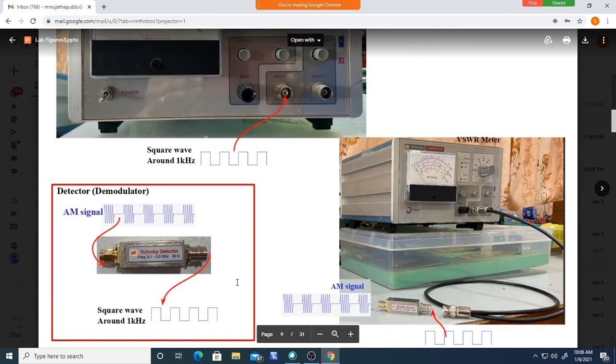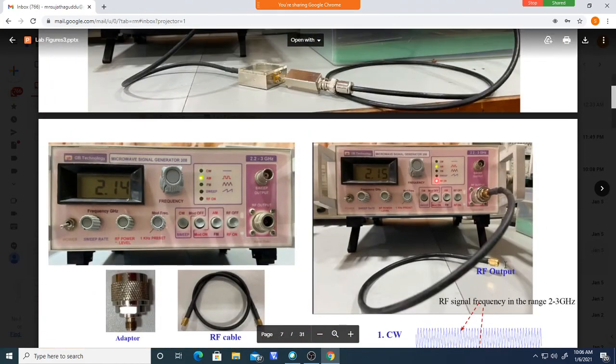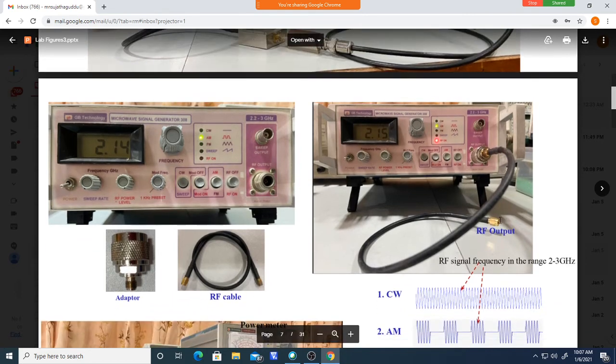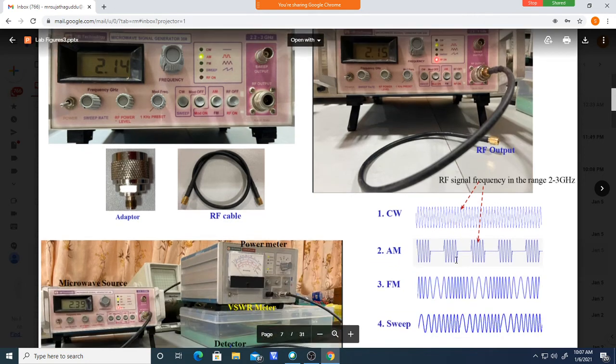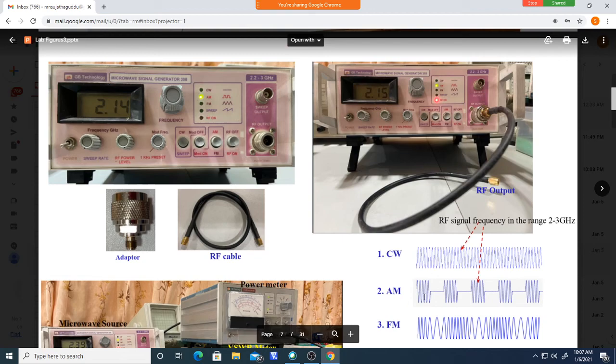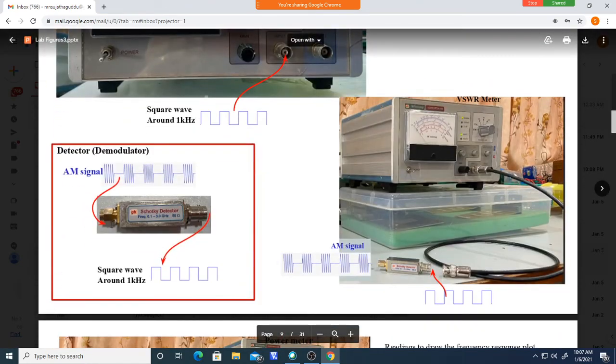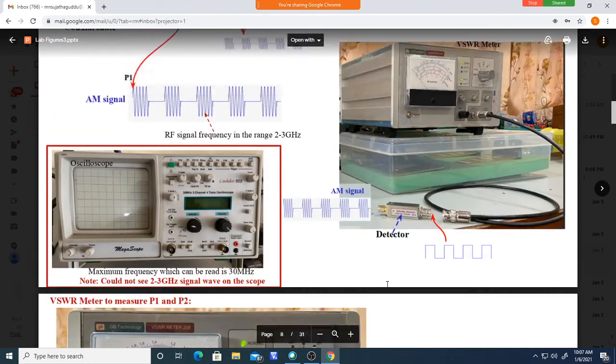So if you want to measure the power coming out of this RF output, how much power you are getting from here, what you should do is select whichever waveform you want. Usually we want AM, so you take this AM, and send it through the detector. See, like this. I have shown it here.